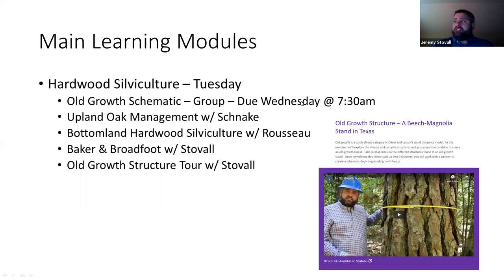But Wednesday morning at 7:30 a.m., you have the fuel loading group technical report due and the old growth schematic due. And I don't think this old growth schematic is going to be too much work for y'all. But we do another virtual tour of upland oak management with Dr. Schnocke again. He'll show you how to use a mist blower, which is basically a way to apply herbicide with a leaf blower. It's kind of neat.